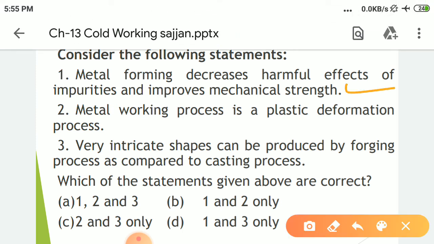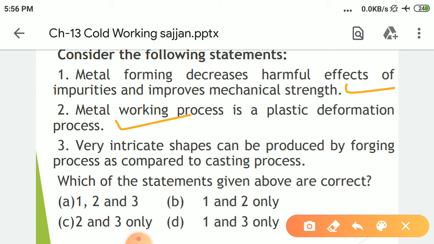Metal working process is plastic deformation, obviously. Very intricate surface shapes. Intricate in the sense of very complicated shapes, where some internal holes are there and bending is there, a conical shape is there, then again an internal hole is there, and like this, somewhat complicated. So very intricate shapes can be produced by the forging process.